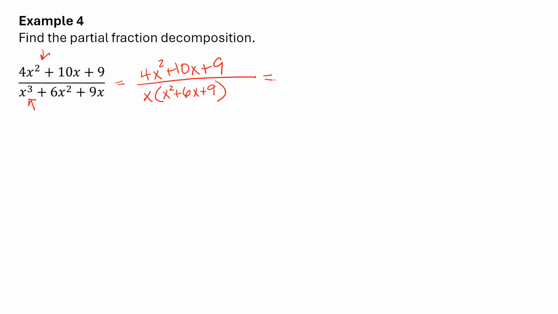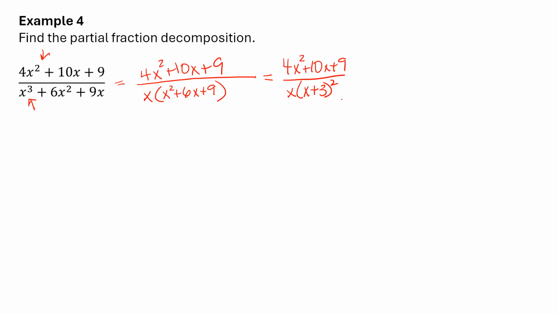And so we're going to look at what we have. The denominator can be factored further, because x squared plus 6x plus 9 can be factored to (x plus 3) quantity squared. So I'll just write it again: 4x squared plus 10x plus 9 over x times (x plus 3) quantity squared. All right, so this looks just like one of the ones we just did.